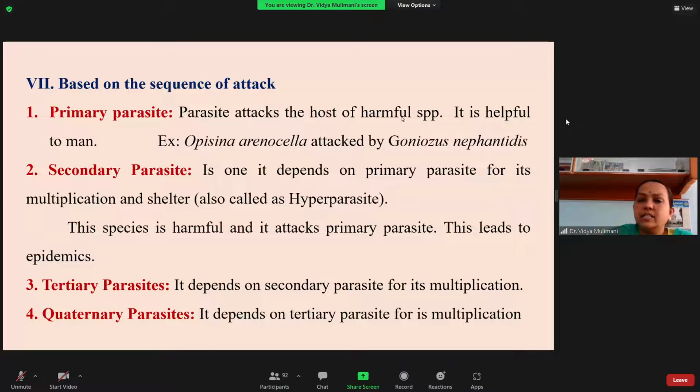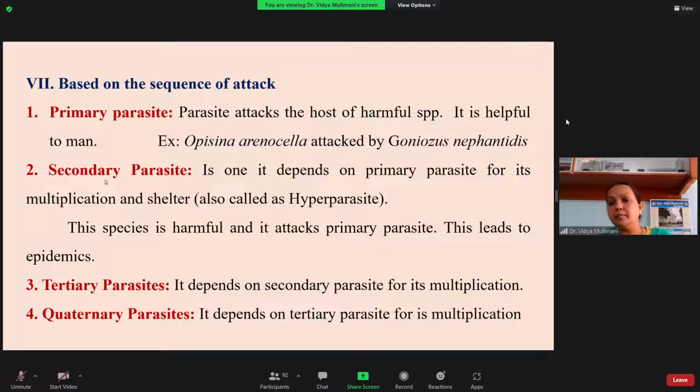That means the parasite attacks the host of a harmful species, and it is helpful to man because it is attacking the insect which is feeding on our crop. Then we call it primary because the parasitoid is going directly and attacking the harmful species for the first time. So no other members are there. That is why it is a primary parasite. An example I have given is Opisina arenosella and Goniozus nephantidis.